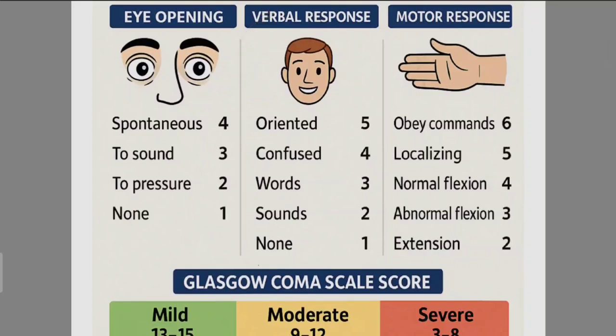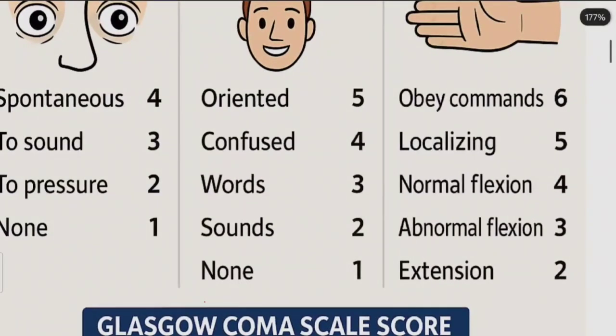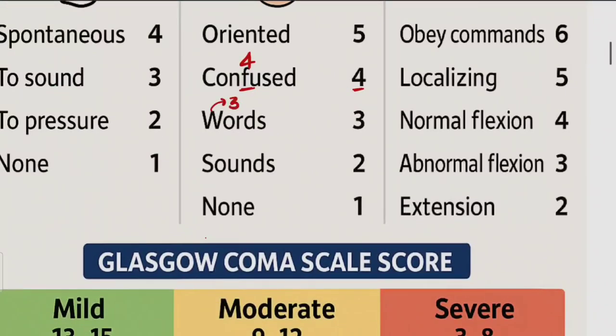Verbal response. Now you can say verbal, you can remember, but you'll get confused whether you're getting confused or saying some words. So to make it simpler, remember confused: confused, fused it is, so it is number 4. Words can become 3, if you just flip W, it becomes 3. And S is second, so this will become 2, and none becomes 1.